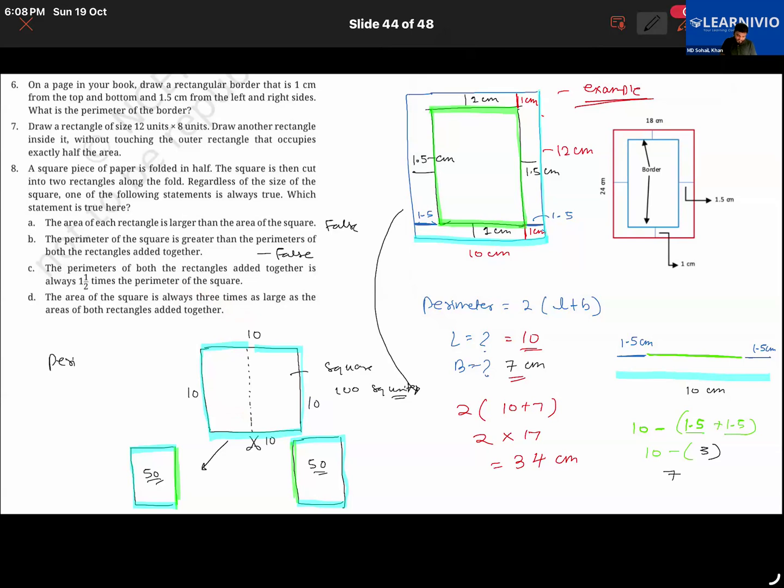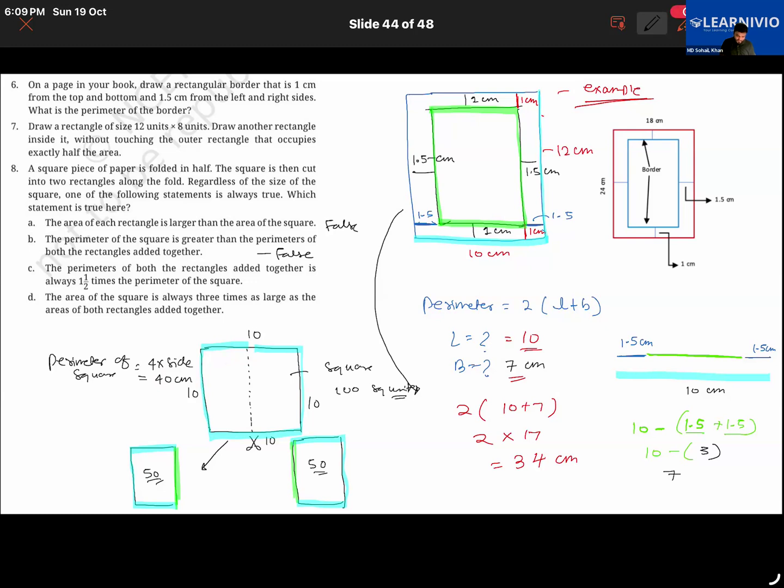So right now, the perimeter of the square will be how much? Listen carefully, I'm saying perimeter, not area. Perimeter of this is 4 into side, so 4 into 10, 40. So the perimeter is going to be 40 centimeters, suppose.